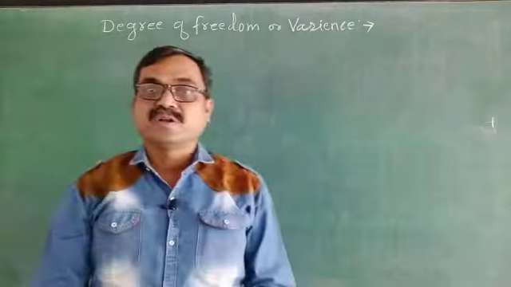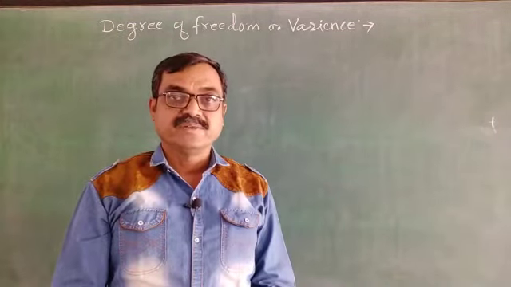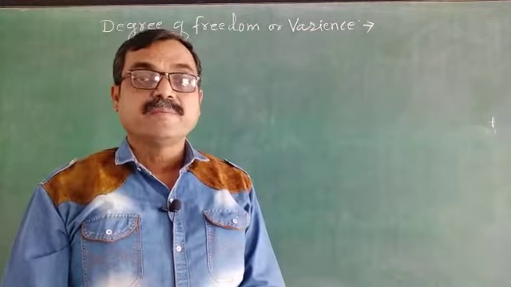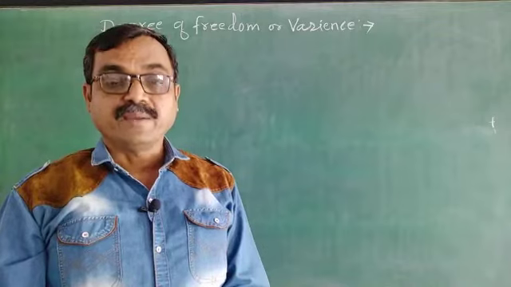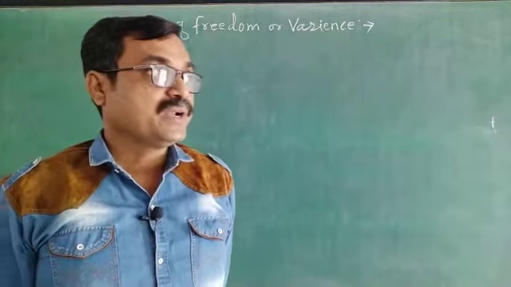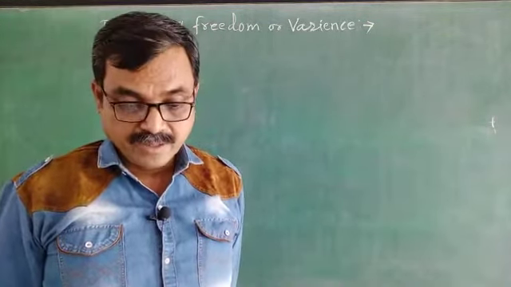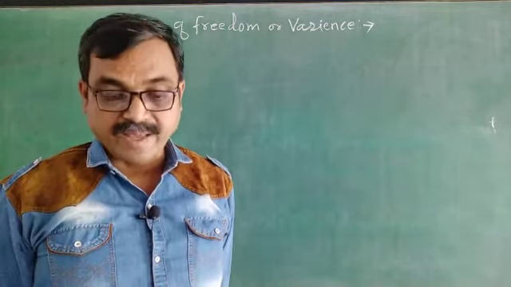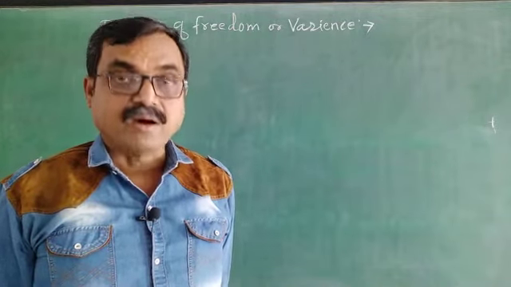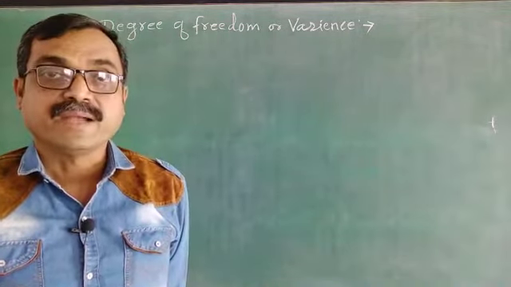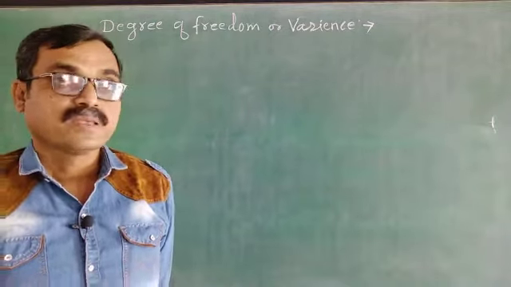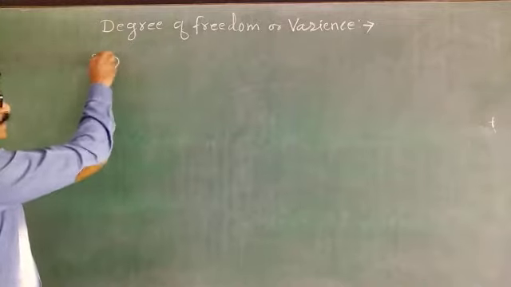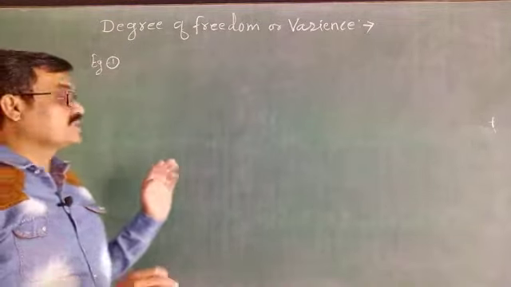That's why, see the definition. Degree of freedom can be defined as the number of variable factors like pressure, temperature and concentration or composition required to specify or define a system at equilibrium. It will be clear from examples. Now see examples in order to study the degree of freedom.